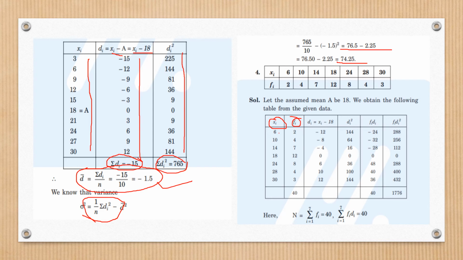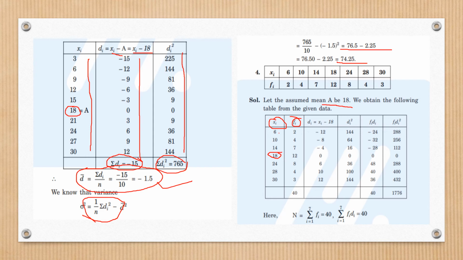Now here, let the assumed mean be 18. So we are taking the assumed mean as 18, right? The assumed mean can be calculated from here. Which assumed mean we should take, and here also we can take the assumed mean from here, the most convenient one you can use, right?